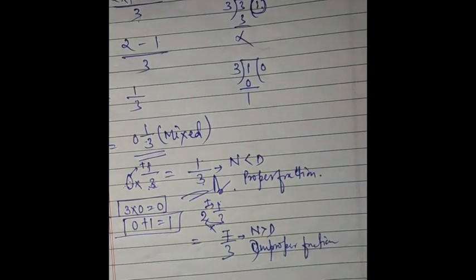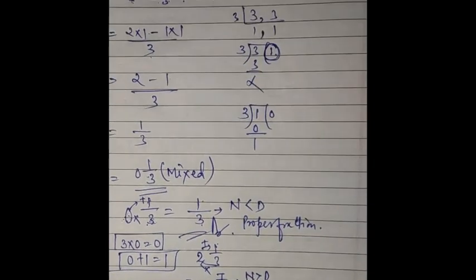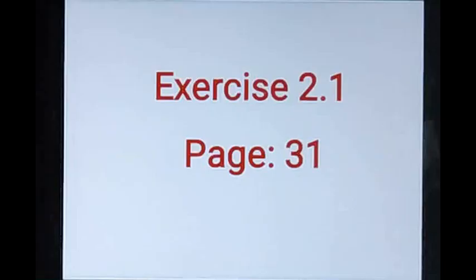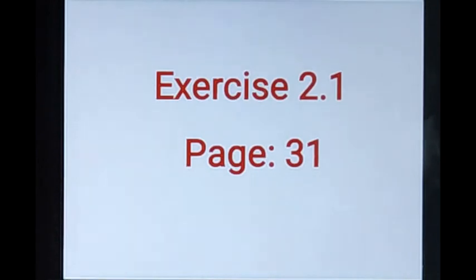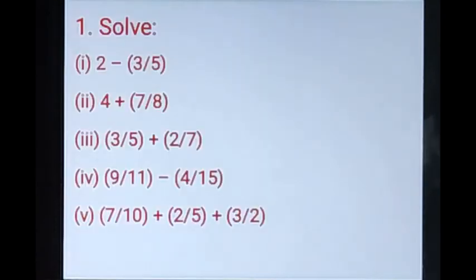Alright, I hope you are clear. We have done addition, we have done now subtraction. Taking the help from that example, from addition and subtraction, after having a knowledge of proper, improper, after having a knowledge of addition and subtraction, now let us solve exercise 2.1, which is on page number 31 of your maths NCERT. Alright, so the first question is to solve.